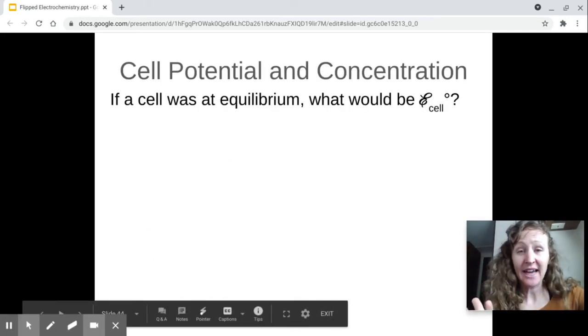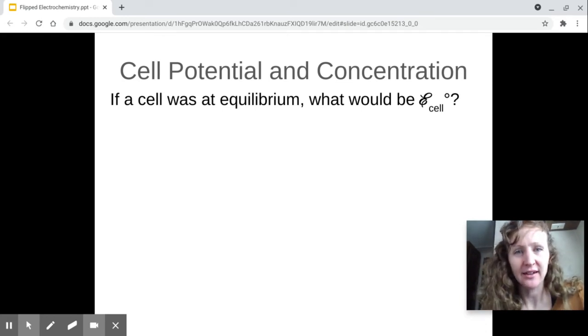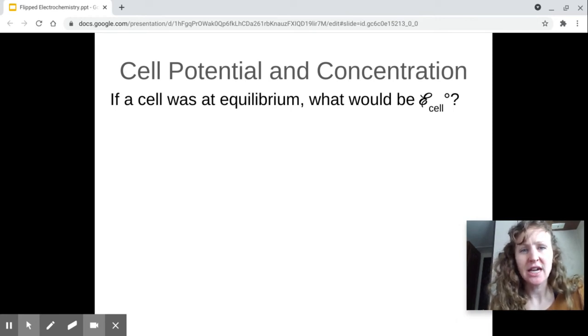Okay, last relationship that we're going to talk about is cell potential and concentration. This kind of gets to the idea of work that can be done again and voltage that can be supplied again. And as reactions proceed, what happens to the concentration of the things involved in the reaction? And likewise, what happens to the cell potential? Is the cell potential the same throughout the whole reaction, or does cell potential change?